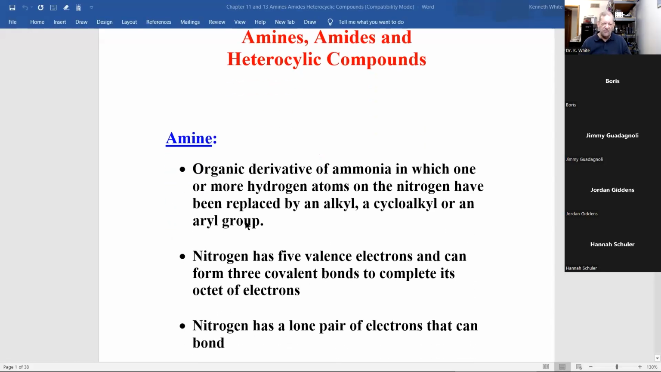Now, what is an amine? An amine is an organic derivative of ammonia. Derivative means made from ammonia, in case you forgot. I'll never ask this on a test.